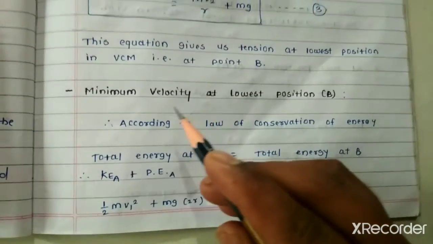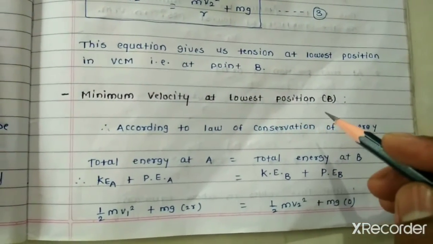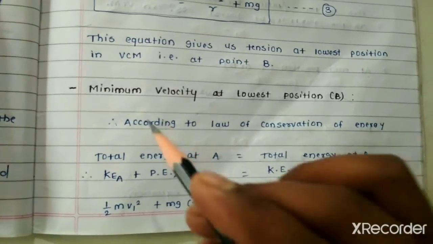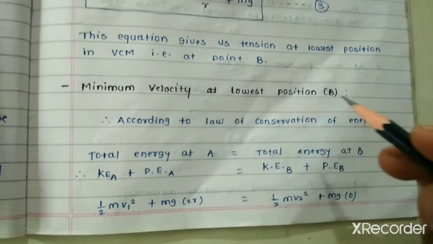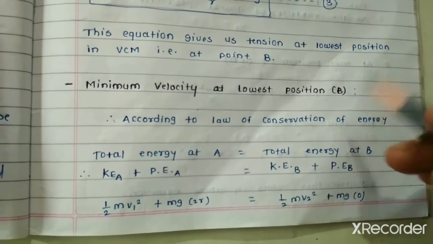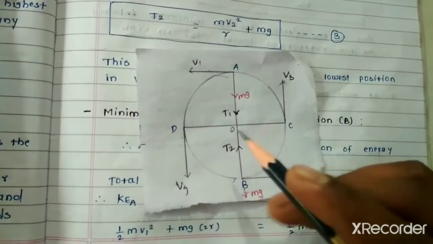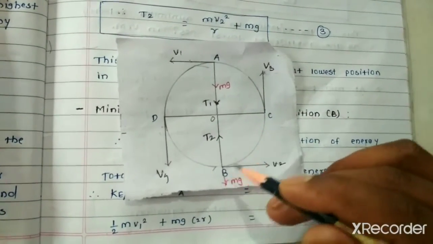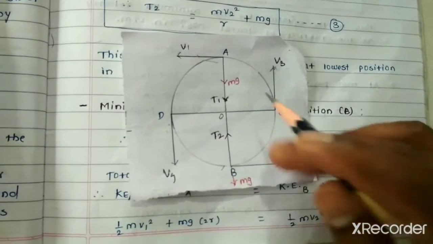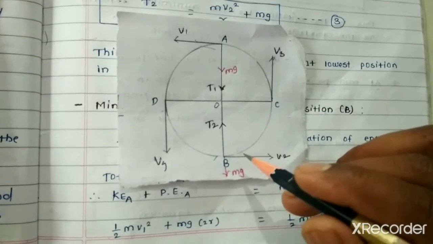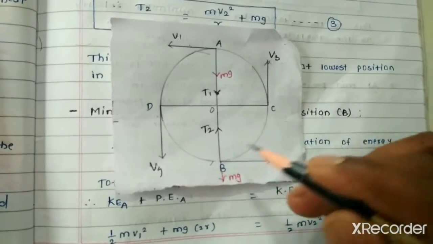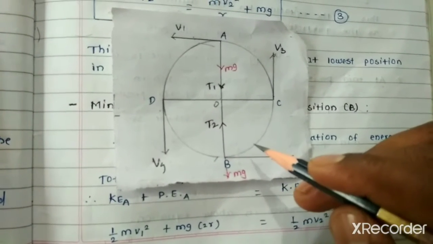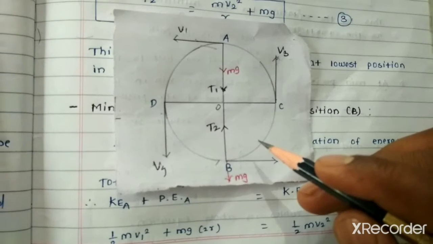Next we are going to derive the minimum velocity at the lowest position. We already derived the minimum velocity at the highest position, that is point A. Now we are going to derive the minimum velocity at the lowest position, that is point B. To find the minimum velocity of the particle or object at the lowest position in vertical circular motion, we are going to use the law of conservation of energy, because in this vertical circular motion there is an interaction of kinetic energy and gravitational potential energy.